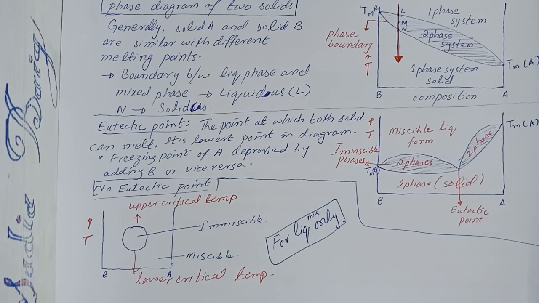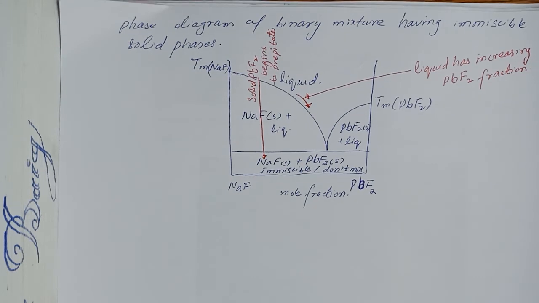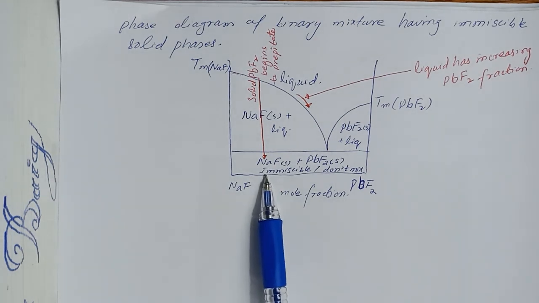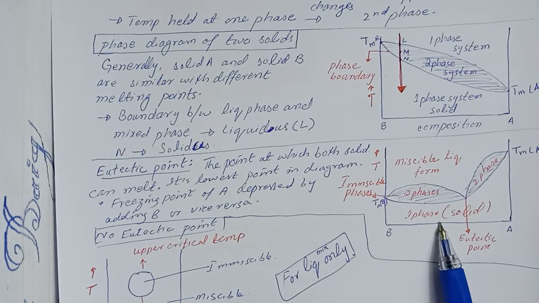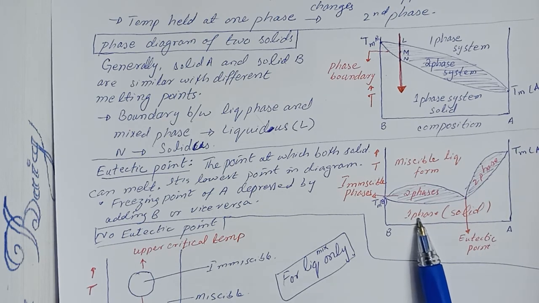So this diagram is showing a phase diagram for a liquid mixture only. So here we have the region where the two components are immiscible, and in all other regions the two components are miscible. Now let's check out the phase diagram of sodium fluoride and lead fluoride. This region is showing the immiscible solid phases, whereas the previous diagram was showing the miscible solid phases, when the two components are miscible in solid phase.